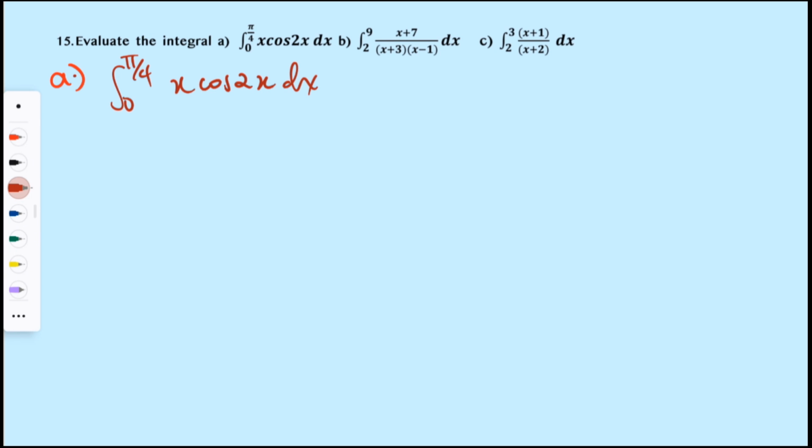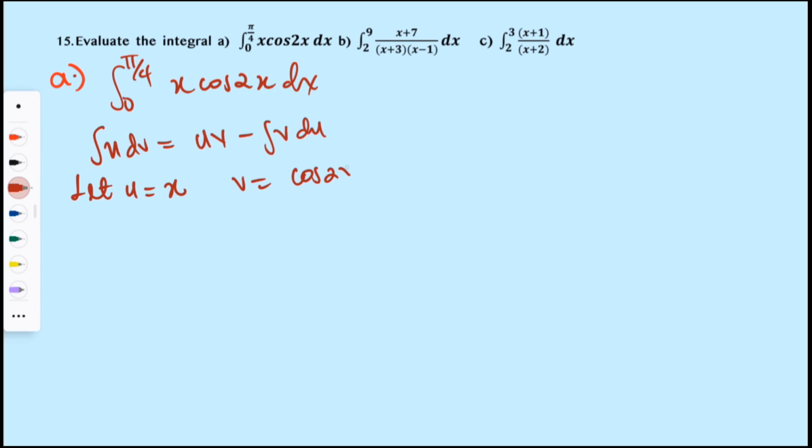We're going to use integration by parts, okay, where the integral of u dv should be equal to uv minus the integral of v du. So we're working in reverse. Let u be the one that is easy to differentiate, so u should be x, and then dv should be cos 2x, so that you can easily integrate it. According to the formula, we need u and v. Oh, this should be dv.